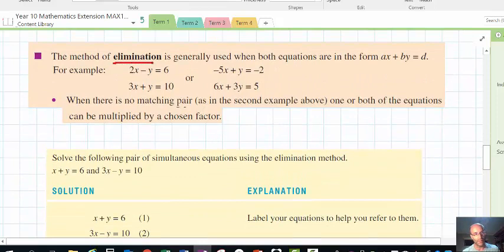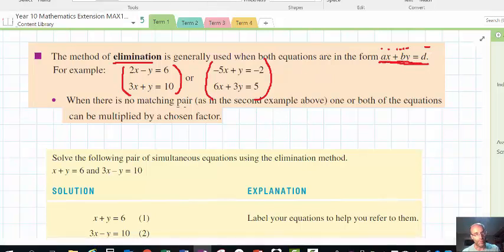The last part of the video is elimination. Elimination is generally used when both equations are in this form here: something times x plus something else times y equals some number. Okay, and these are examples here. Compare them to the form, and likewise those.